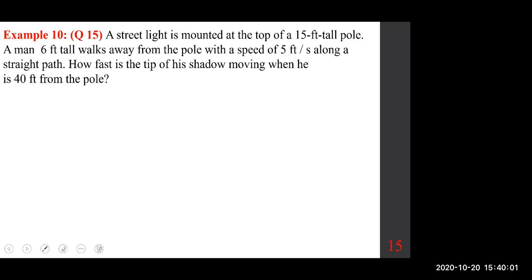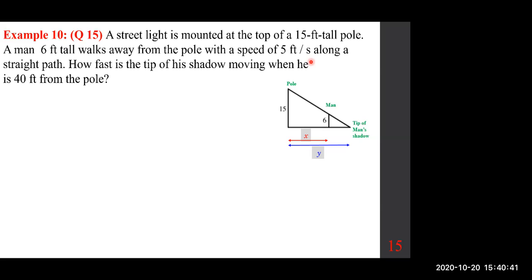When you do problems that are ultimately applications and word problems, you really have to set up. So take a look at the setup and see what's happening. Here's the pole, and somewhere is the man moving away. The man has a speed. The pole is 15 feet tall, the man is 6 feet tall and is moving at a speed, if we call the distance x, of dx/dt, or 5 feet per second.